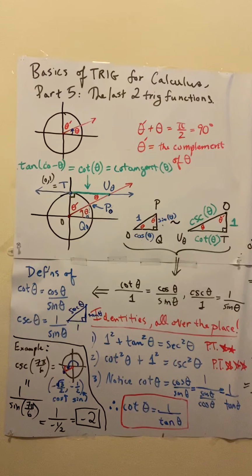The cosecant is not equal to 1 over the secant. The cosine is not equal to 1 over the sine. Not, that's a not there. But the cotangent is equal to 1 over the tangent.